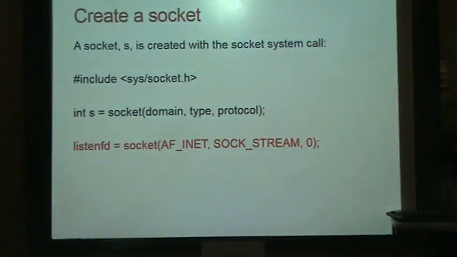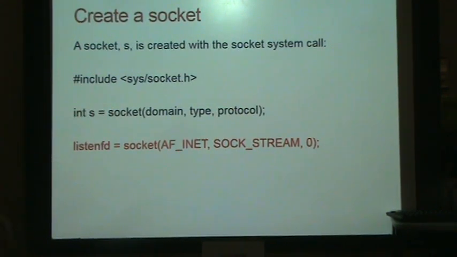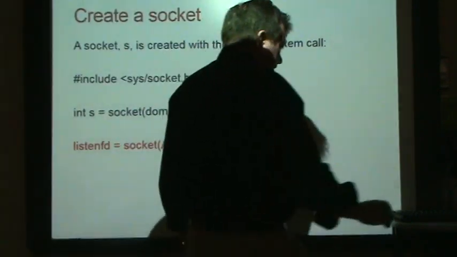So an example of how to do this in C or C++, we would include the sys/socket.h header file. And the syntax is, we would have an integer and we'd call socket and give the domain, the type, and the protocol. So here's an example of how you would use that.